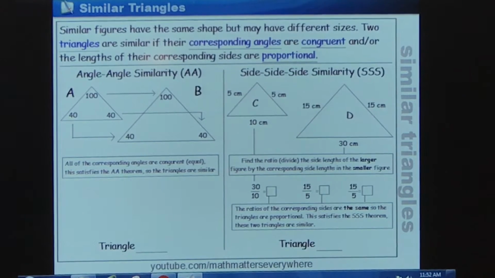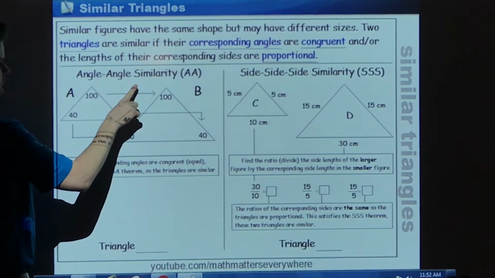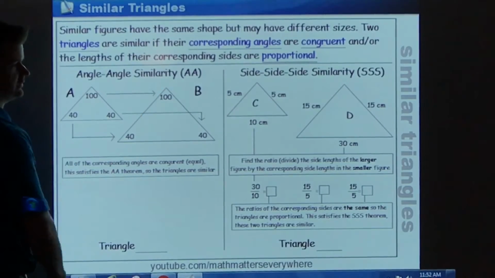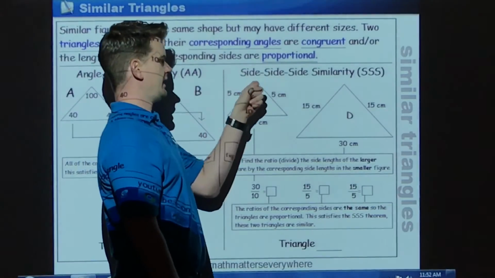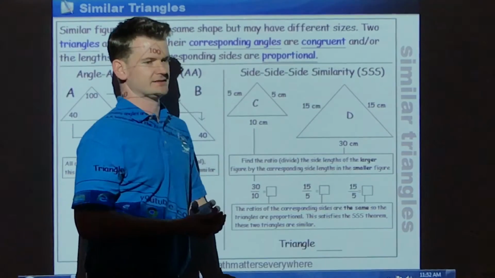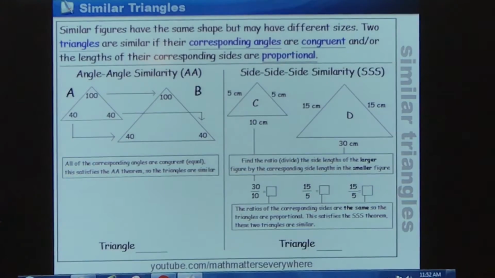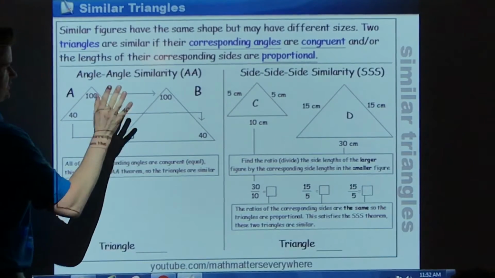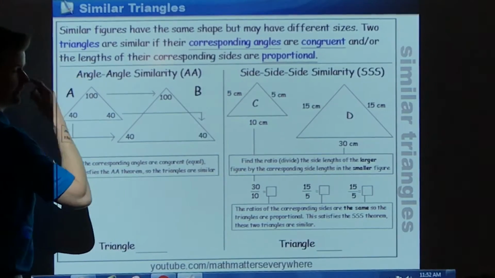And that gives us two different theorems that we can use to check to see if triangles are in fact similar. The first one is known as angle-angle similarity, AA for short. The other one is known as side-side-side similarity, SSS for short. There's another one called side-angle-side. We don't do that in this class. You'll see that in geometry. For this class, just know that we're dealing with angle-angle and side-side-side.